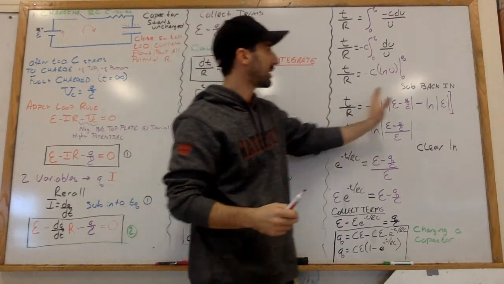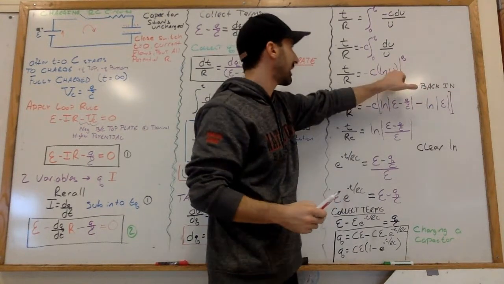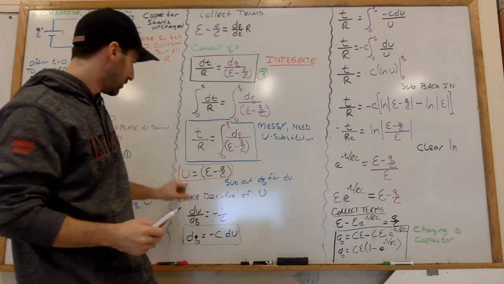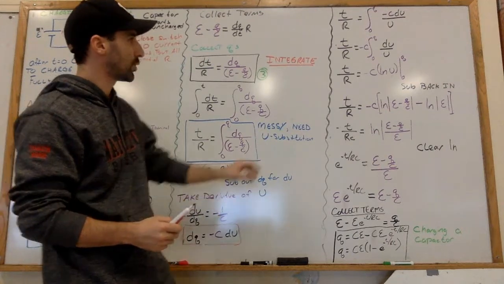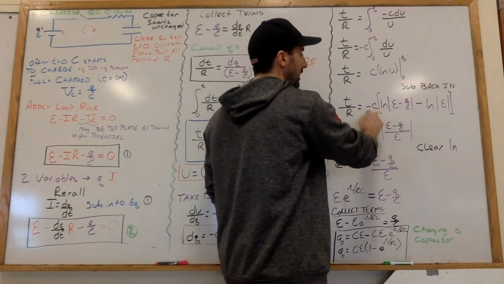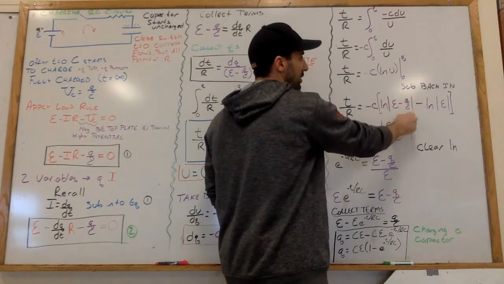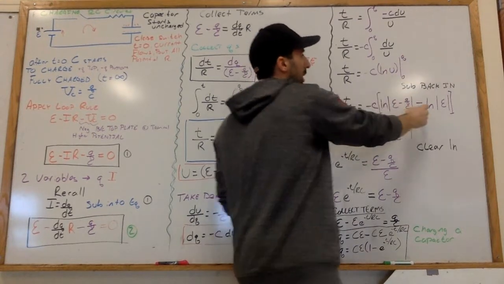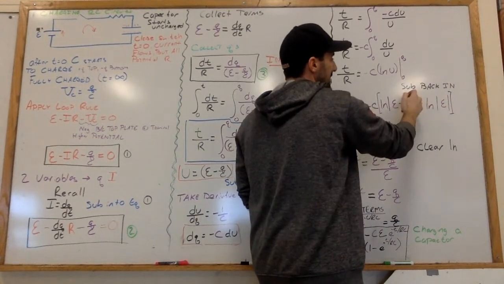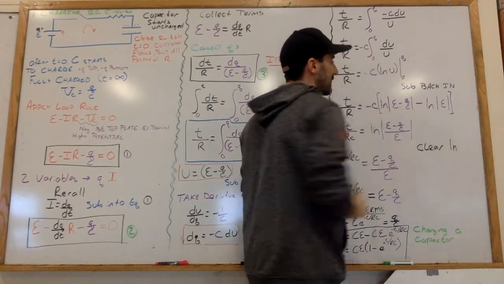So when I sub everything back in, I sub in for my u. u is just E minus q over C. Sub that in: the natural log of E minus q over C, that's for my q, minus from 0. 0 over C is 0, just the natural log of E.